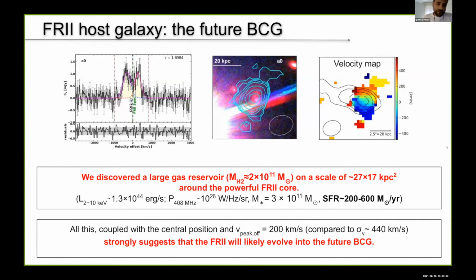Actually, if we consider that this galaxy shows a luminosity from the X-ray to the radio band, a stellar mass, star formation rate, and molecular gas reservoir that are way larger than those of all the other known members, and we also consider that it is located at the center of the spatial distribution of the known members, and also has a velocity peak that is lower than the velocity dispersion of the structure, we can infer that this galaxy is actually going to evolve into the BCG.